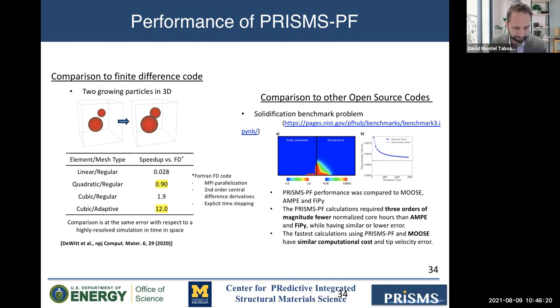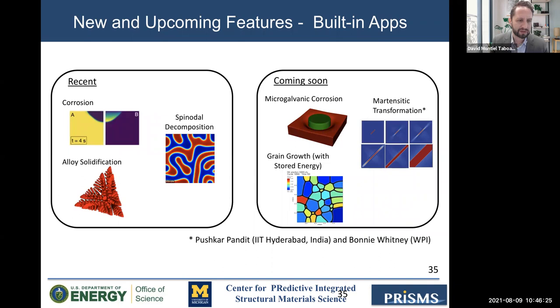Very briefly, I'm going to mention some new and upcoming features, some recently built-in applications. We have one for corrosion, one for spinodal decomposition, and one for aluminum solidification, which I already showed before. Coming soon, we have a microgalvanic corrosion one. We have one for grain growth with stored energy. We have a magnetic transformation one. That one was being developed by Pushkar Pandit and Bonnie Whitney, and it's looking really good. Hopefully we can release it soon.